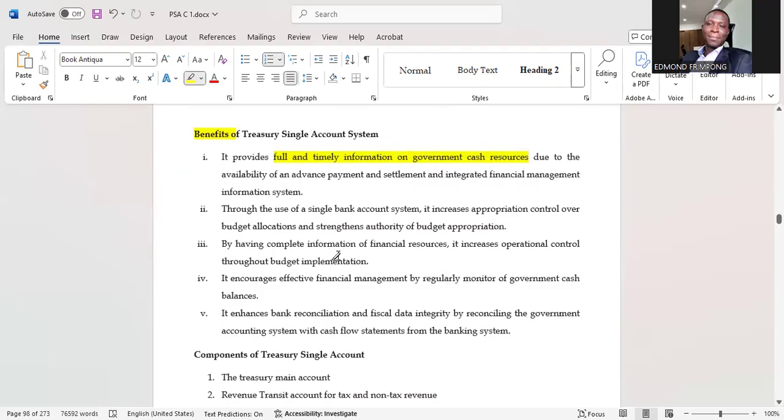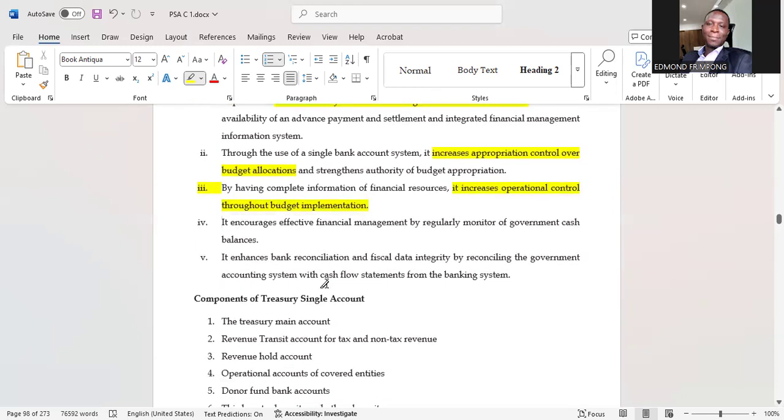And when these objectives are achieved, we are going to have increased appropriation control over what? Budget allocations. Yes. We'll be able to monitor that. Very simple. And it is also going to increase operational control throughout the budget implementation stage. Operational control.